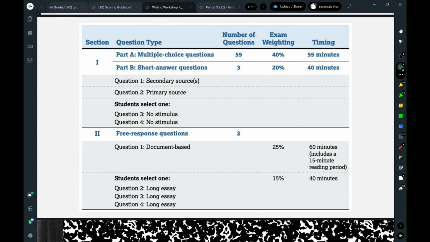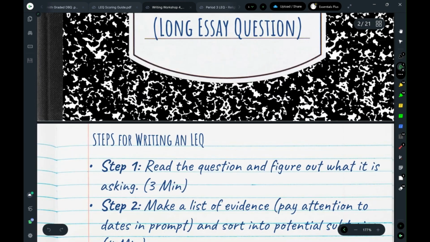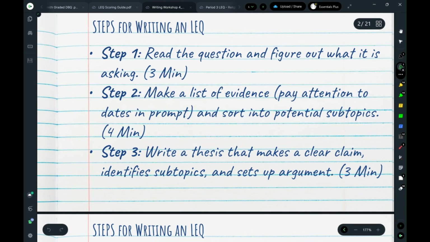But we'll talk about evidence as well. And so this will also be a good time to explain how some of the things that I've asked you to do for this class come into play for an assignment like this. So here's the LEQ. Without further ado, I'm just going to go ahead and get into it. The steps for writing an LEQ. Step 1.